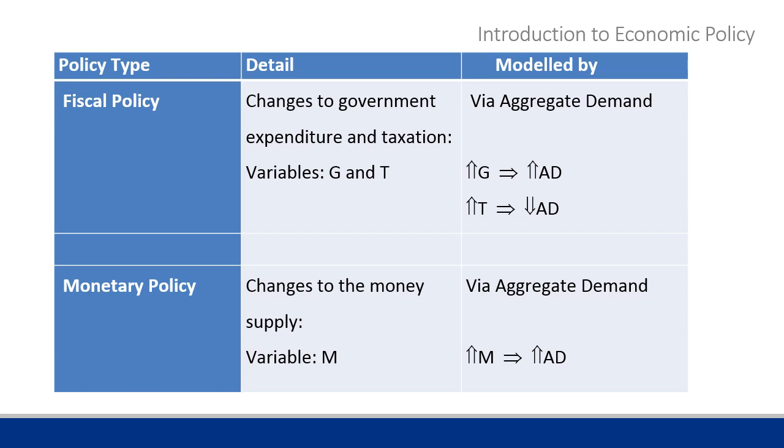For monetary policy, the central bank changes the money supply, it uses the variable M. Again, this is via aggregate demand. That's why it's called demand management. A change in the money supply, for instance an increase, will increase the amount of planned expenditure, and that will lead to higher output, hopefully.